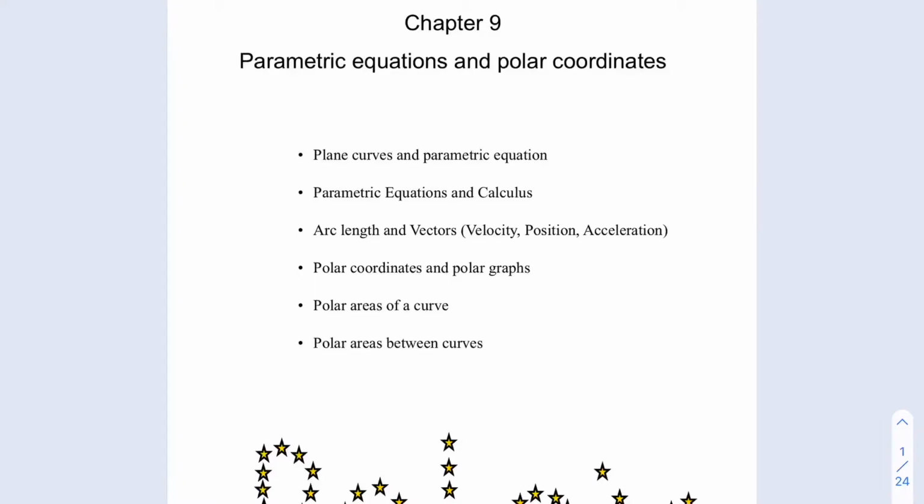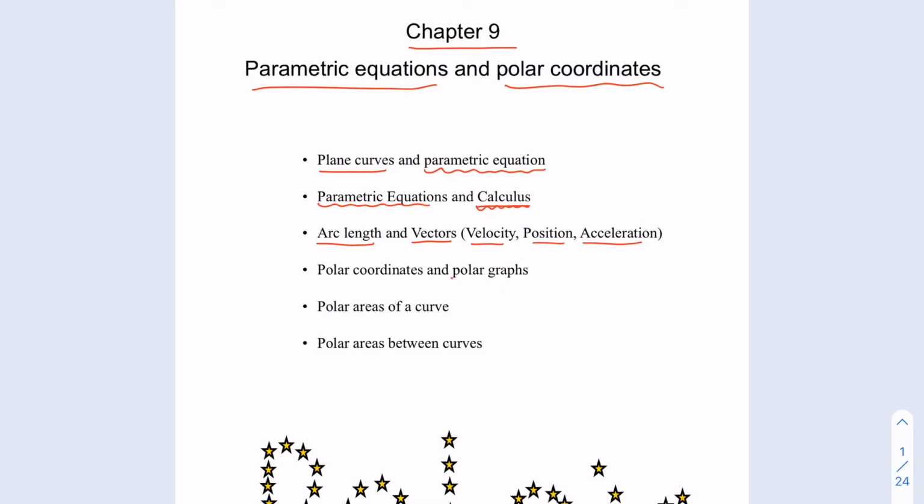Today we are going to start chapter 9, Parametric Equations and Polar Coordinates. In this chapter, we are going to go over plane curves and the definition of parametric equation and how do we graph the plane curves. And also how do we use parametric equations, find the slopes and the stuff related to calculus. And arc length formula and the vectors, velocity, position, and the acceleration.